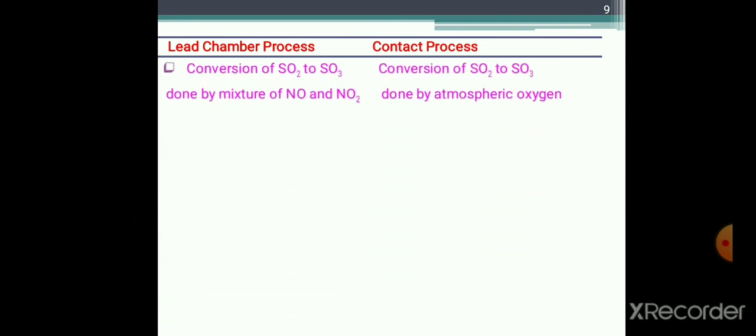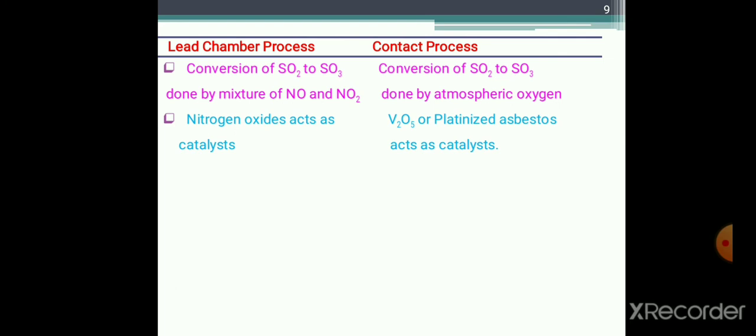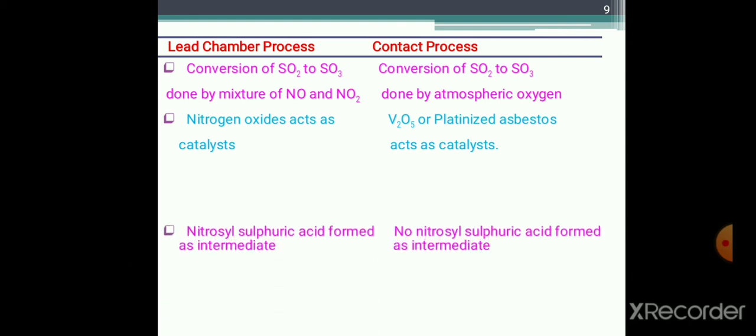Again, in the lead chamber process, the conversion of sulfur dioxide to sulfur trioxide is done by a mixture of nitrogen oxide and nitrogen dioxide, that is NO and NO2. But in the contact process, this conversion of sulfur dioxide to sulfur trioxide takes place with the help of atmospheric oxygen. In the lead chamber process, the catalyst used is nitrogen oxide, but in the contact process, vanadium pentoxide or platinized asbestos is used as a catalyst.